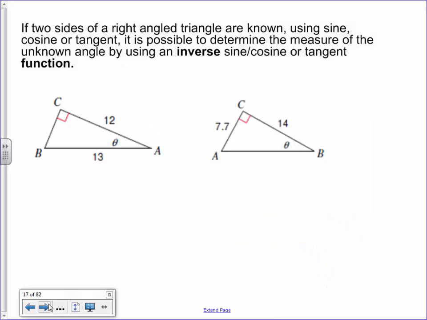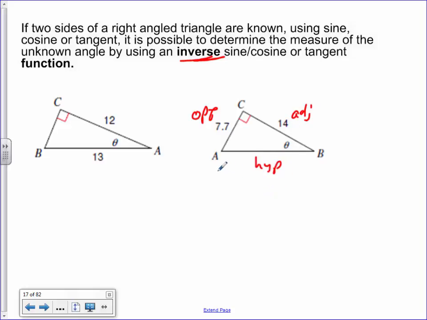More pictures, more triangles. Here's just a slide talking about the inverse concept. So you see how here we have 2 sides? If I wanted this angle right here, what should I inverse? How do I label these sides here? What's the 7.7? It would be opposite, because we're comparing it to theta. The 14 then would have to be the adjacent, and this would be the hypotenuse.